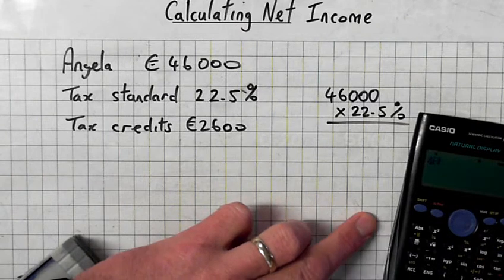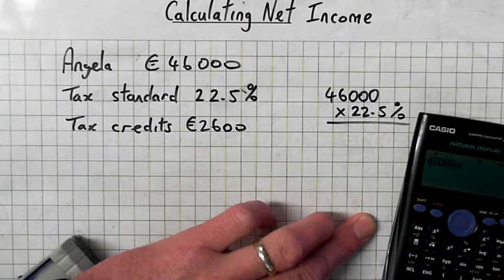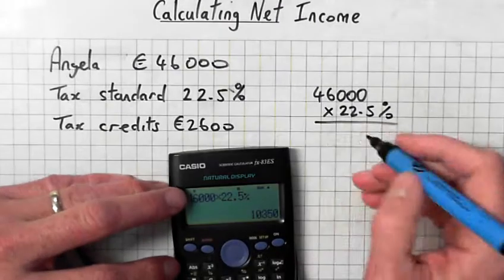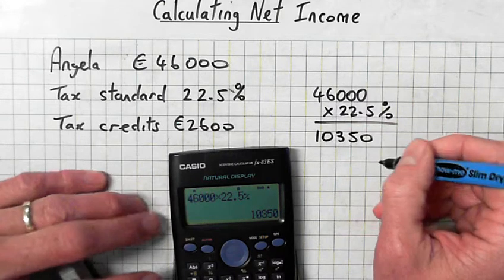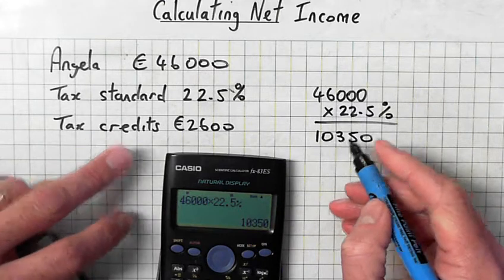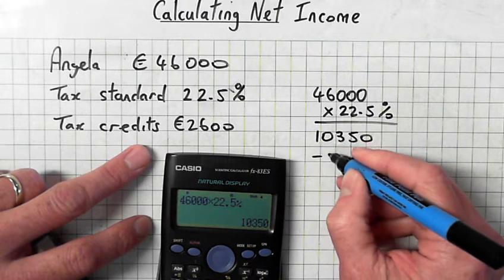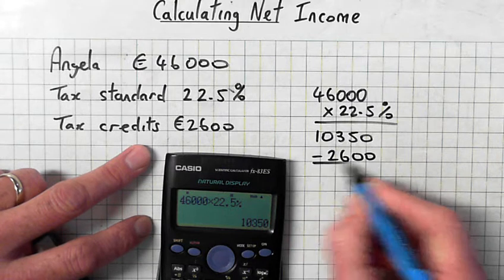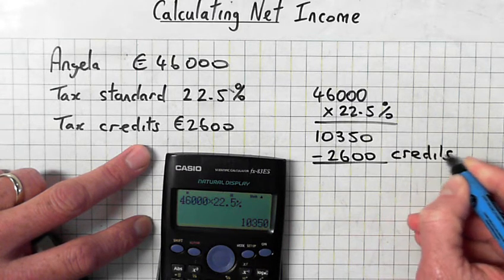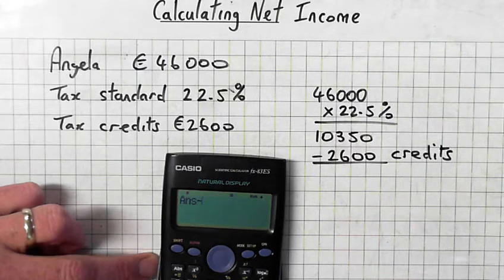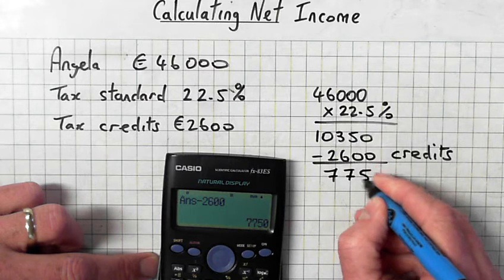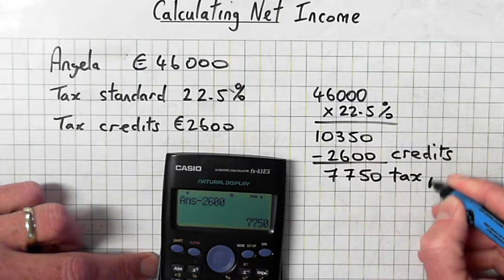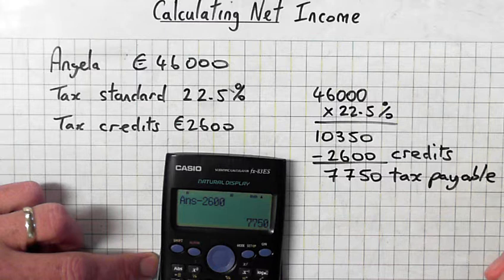Well, 10,350. I'll just do it for the benefit of the recording. 10,350, so that's how much tax. But is that all the tax she's going to pay? Tax credits means we always subtract tax credits after you calculate tax. So they're the tax credits. Take those away, so minus, 7,750. That's it. That's called tax payable.